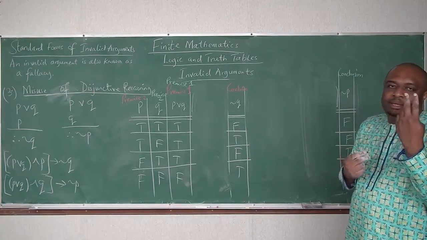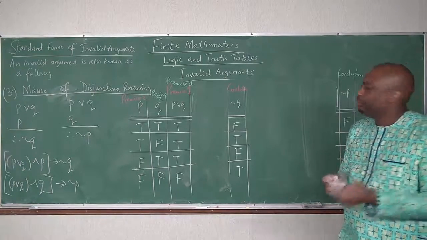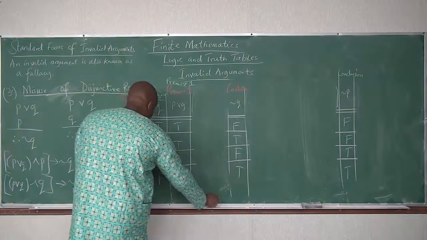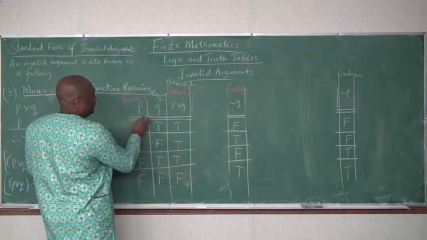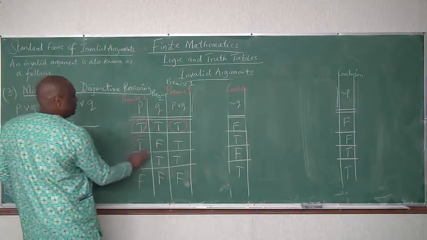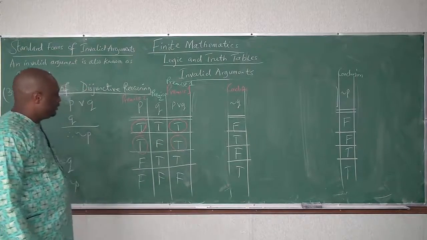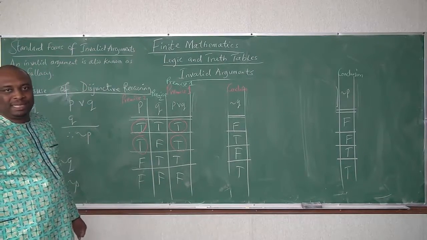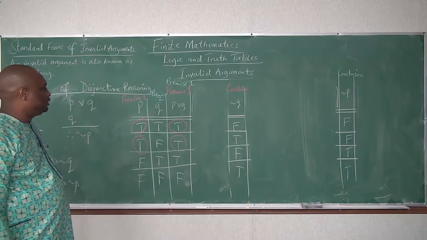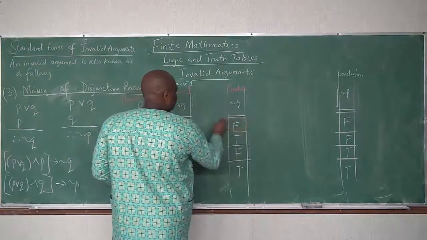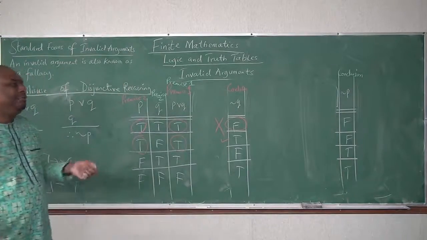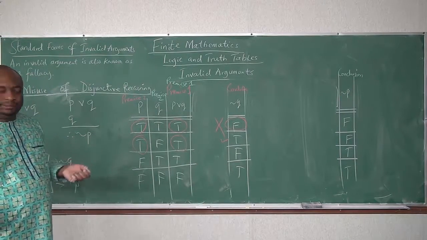Let's check the case where the two premises are true. I'm going to still use red for this. In this case, the two premises are true, and in this case also, the two premises are true. So we have two cases where the two premises are true. Now let's check the conclusion for those. This has a false conclusion, so this is no. Even though this one is okay, this is no. So that means the argument is invalid.